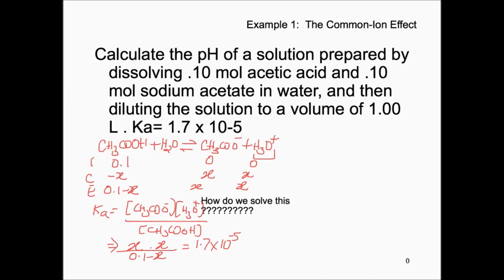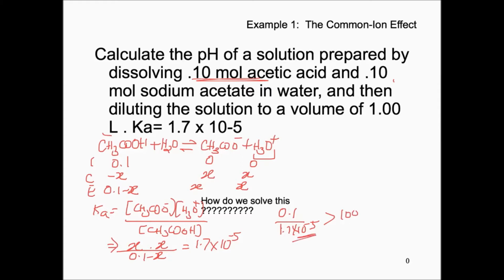By all means, you can use the quadratic equation, but it's kind of pointless to do that because approximations work all the time. So again, we are going to choose the concentration, which is 0.1 moles of acetic acid in 1 liter, so it will be 0.1. And I'm going to divide that by the value of Ka and see if that number is going to be greater than 100 or not.